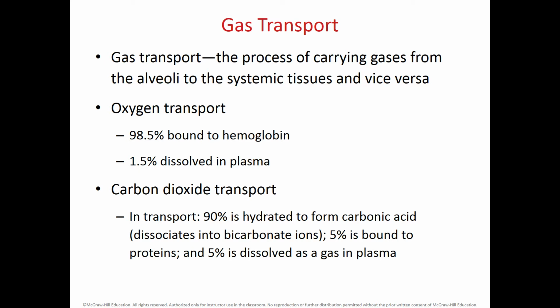Carbon dioxide also will be transported, and 90% of the carbon dioxide will be hydrated, forming carbonic acid, and later on this carbonic acid will be dissociated into bicarbonate ions. 5% of the carbon dioxide will be bound to proteins, including the hemoglobin, and 5% of the carbon dioxide will be dissolved in plasma, forming a partial pressure that we call PCO2.